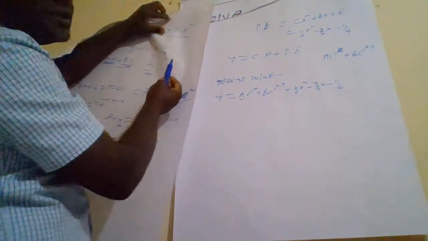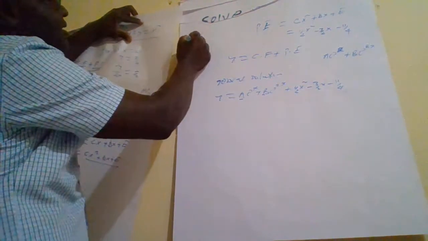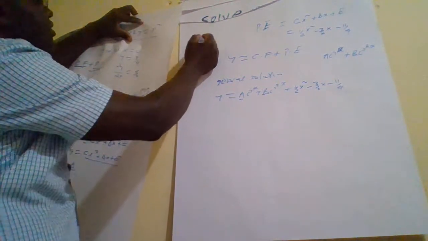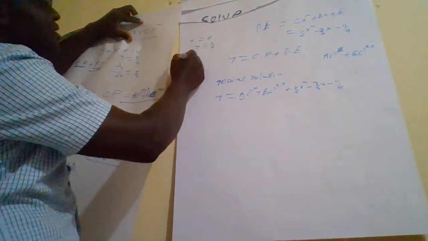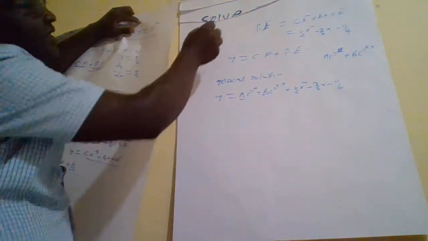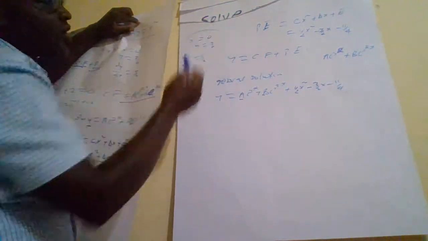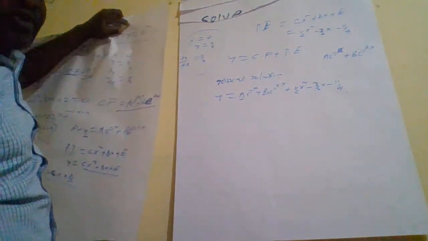This is the extra information we've been given: x equals 0 when y equals 3/4, and dy/dx equals 5/2. So this is the extra information we are going to use to get the values of a and b.